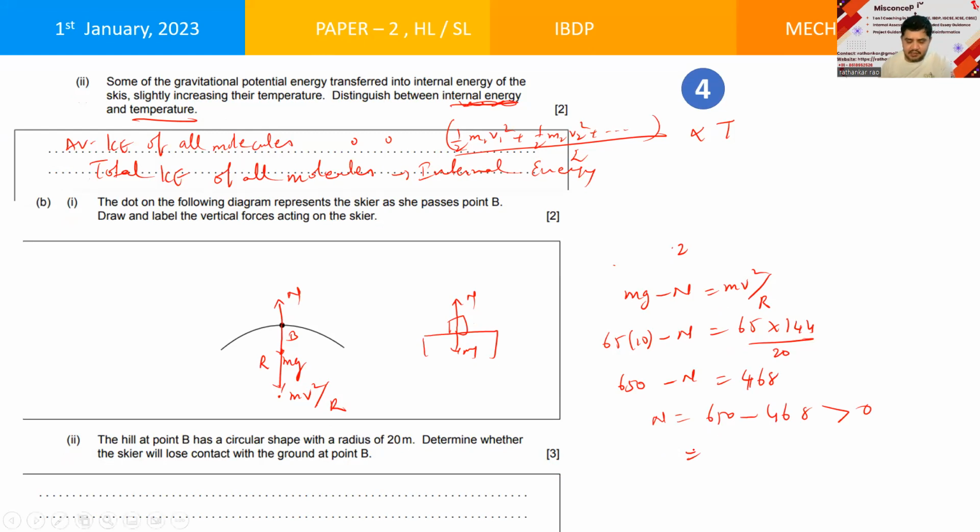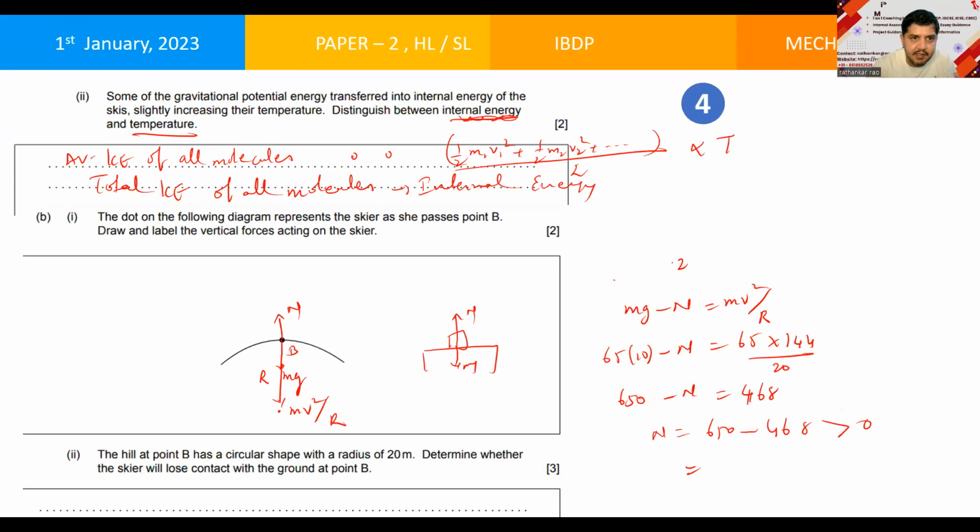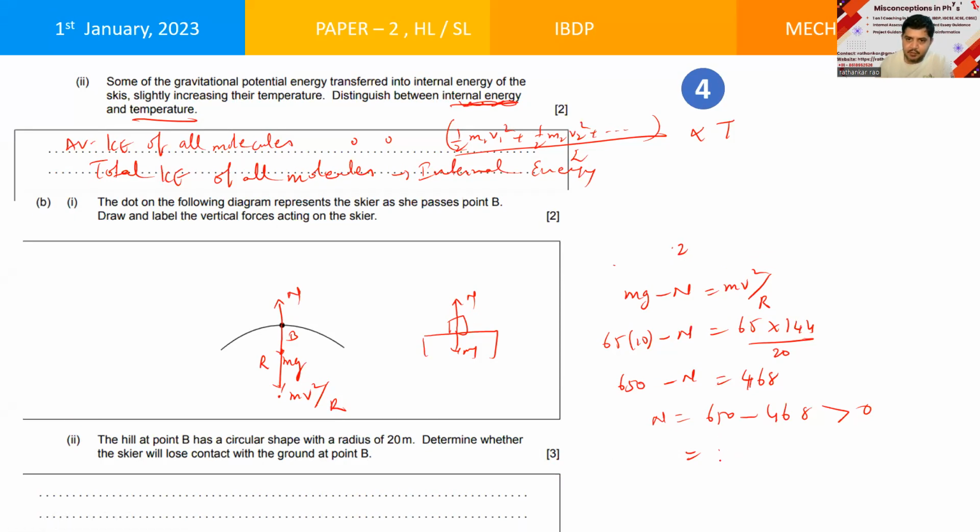What is this value? How much will this be? I missed my calculator here. 468 minus 650. See, 182. So the answer here is 182. What is the unit? Newton. So n is positive as a result of it.